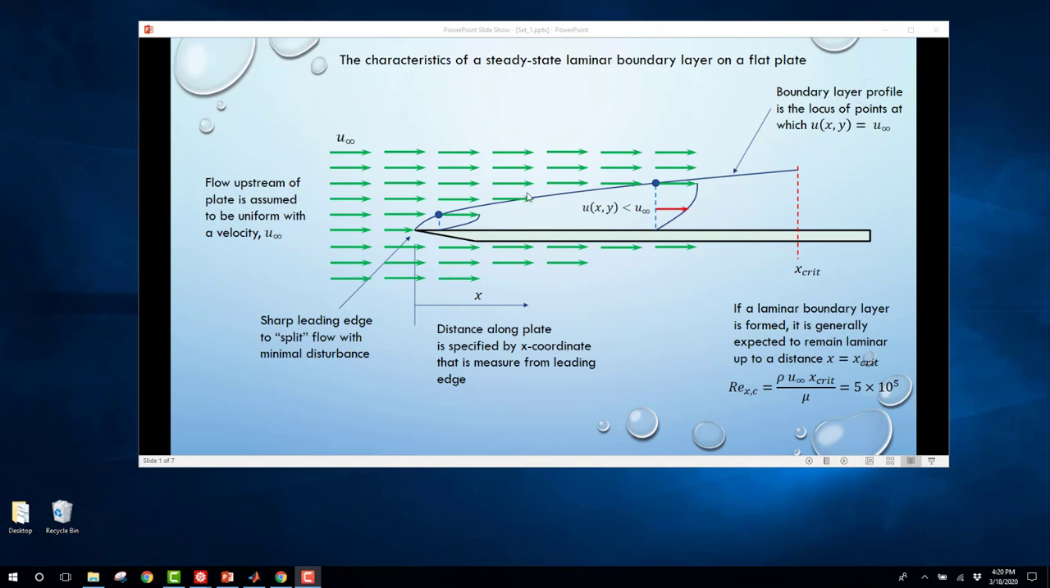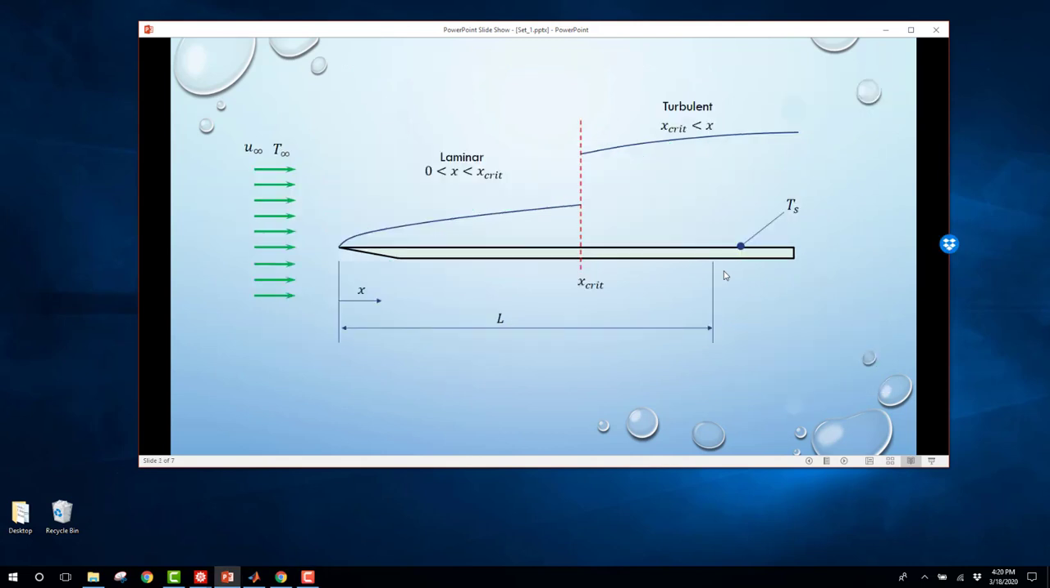So what we have is this locus of points where the value of the velocity is going from 0 at the plate up to the free stream velocity. The distance along the plate is given by a parameter x, and at some point the boundary layer will transition from what we refer to as a laminar boundary layer to a more disordered boundary layer known as the turbulent boundary layer. This occurs at a specific point called x critical, and we'll assume that there is this magical transition from laminar to turbulent, which of course is not the case. There is a transition region where you're neither laminar nor turbulent.